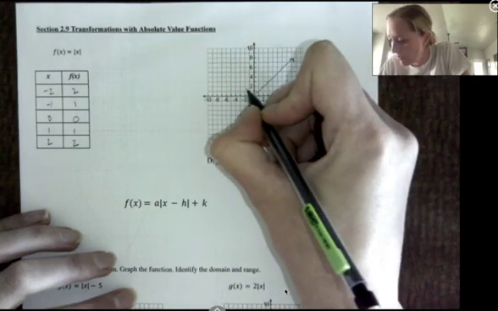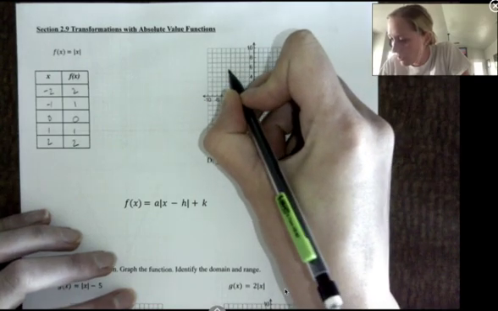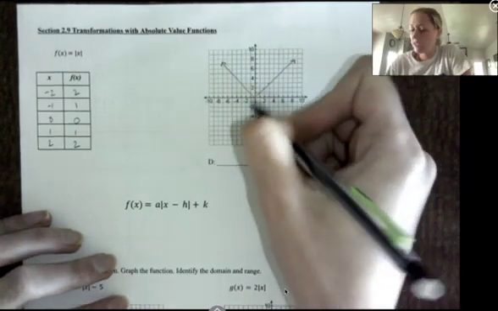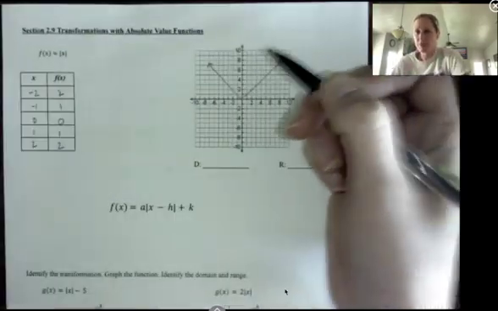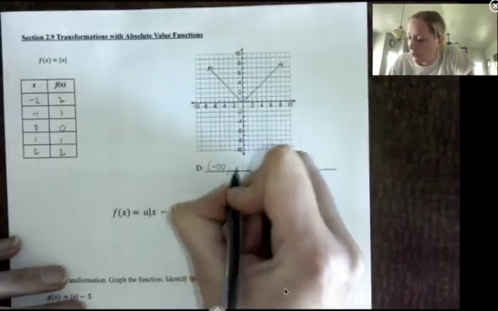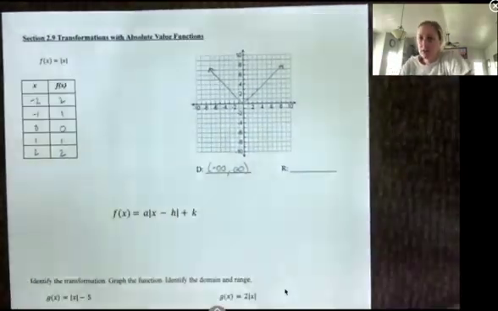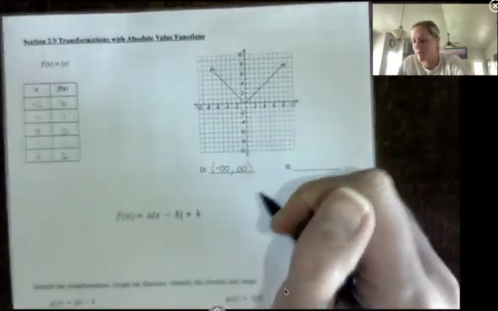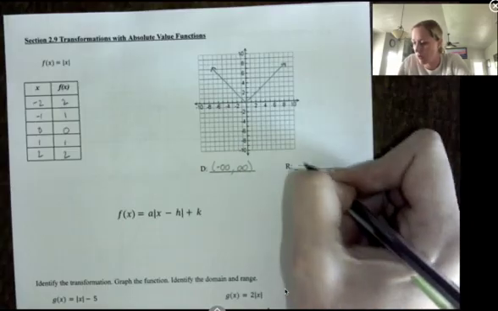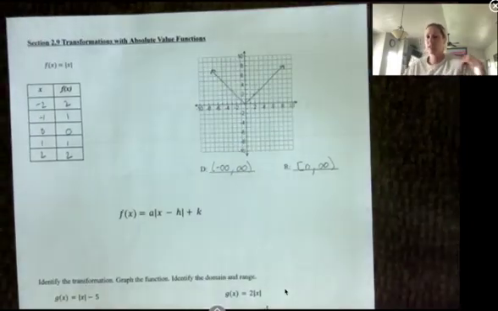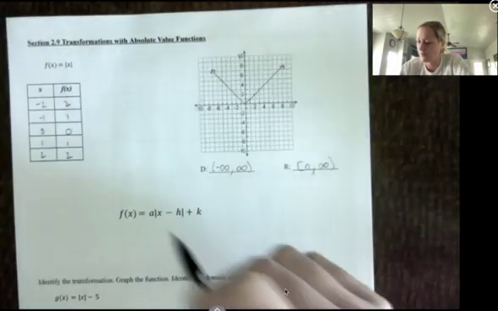It's just a V. Okay, this side has a slope of 1, this side has a slope of -1. So it's two lines meeting together at that vertex. The domain goes all values left to right, and the range depends on where this vertex is, where that V meets. So it starts at 0, and then it goes up forever. So 0 to infinity is our range.